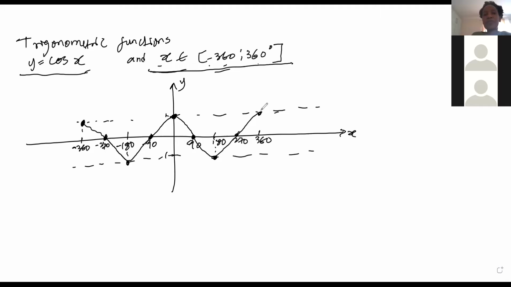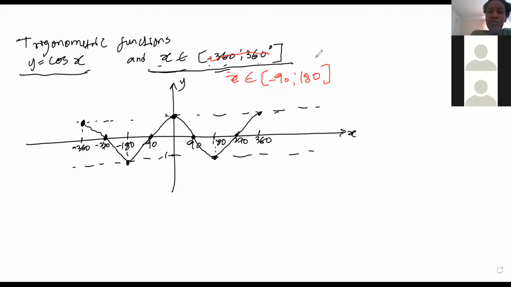That's your graph. Then let's say they've told you that the domain, not the range, is from minus 90 until 180. That means you're only going to draw your graph from minus 90 until 180. This will be your graph. You won't draw the whole cosine graph. So this is important, you need to look at this. Okay, so that's a cosine graph.